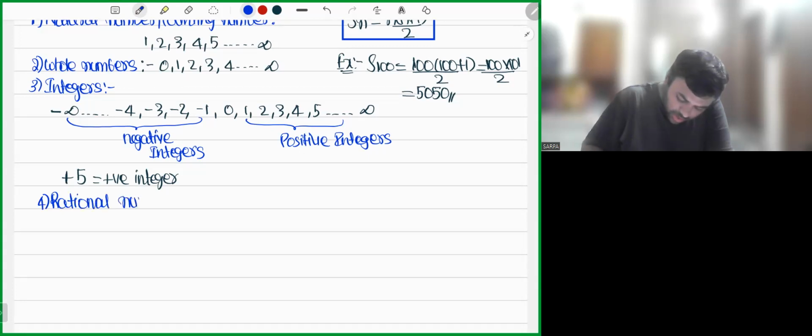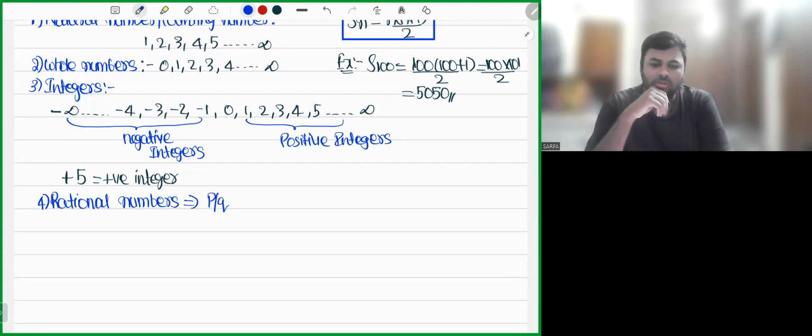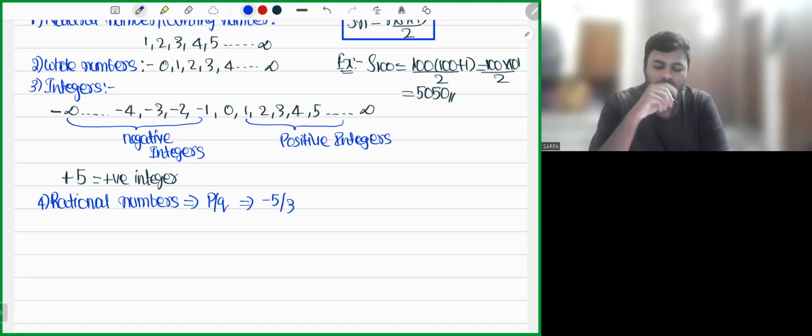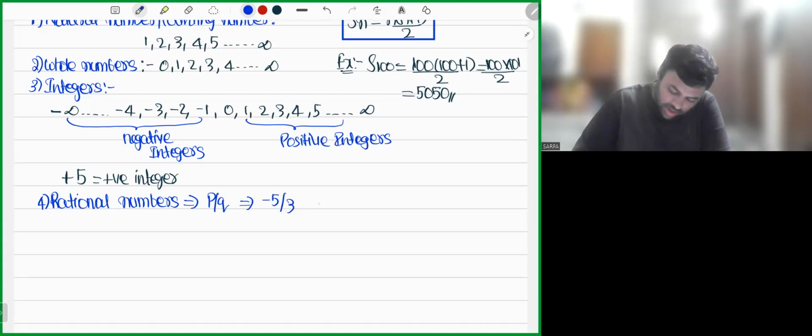Now, what do you mean by rational numbers? Any number which is written in the format of p by q is called a rational number. Say, for example, I'm having -5 by 3. Is it a rational number, sir? Yes, it is a rational number. I'm having 1 by 3. Is it a rational number, sir? Yes, it is a rational number.